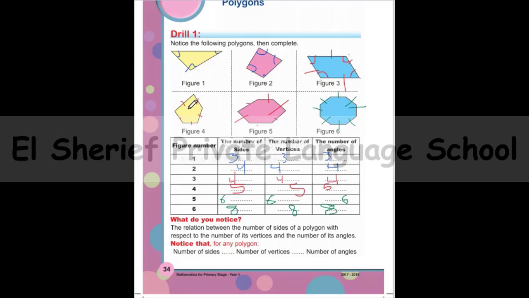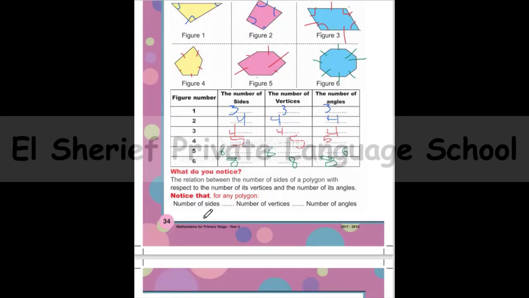And figure 4, which has 5 sides, 5 vertices, 5 angles, is called a pentagon. The figure that has 4 sides, 4 vertices, 4 angles, like figure 3, is called a quadrilateral. And the figure that has only 3 sides is called a triangle, as you know before. So go to the next question.